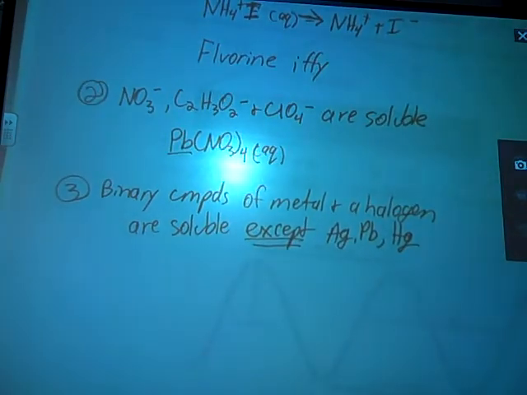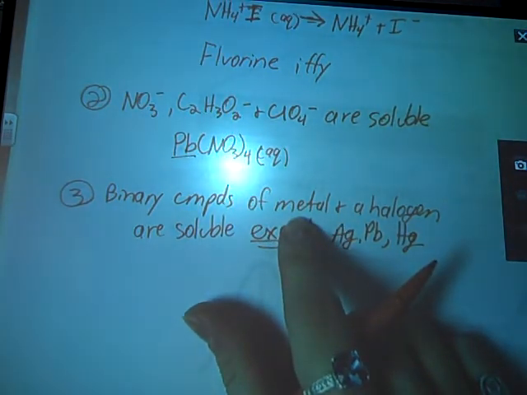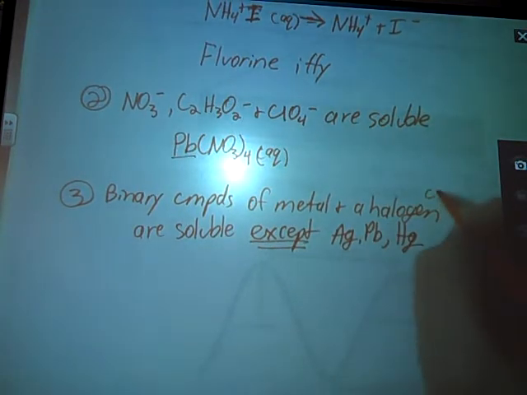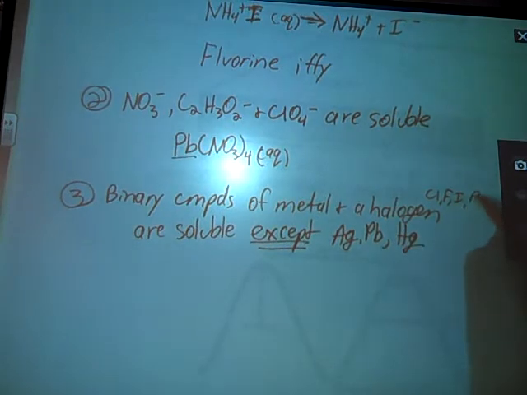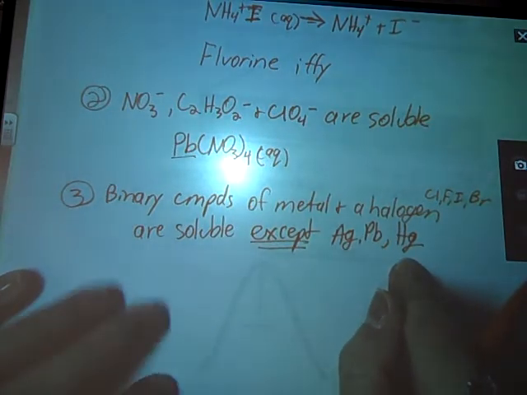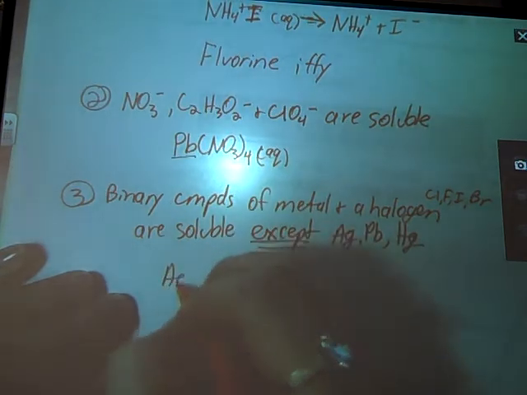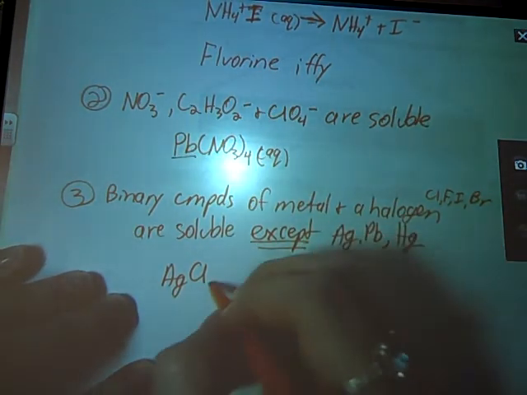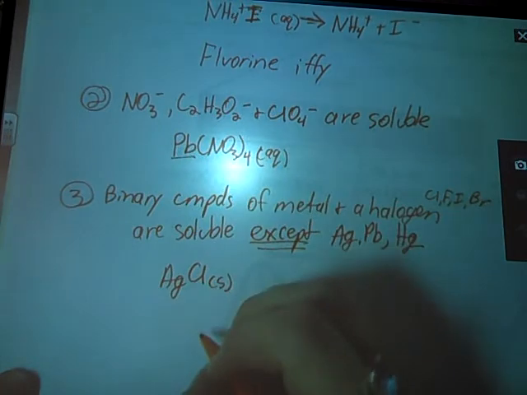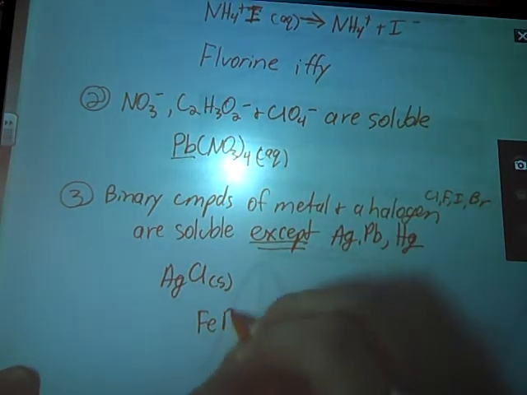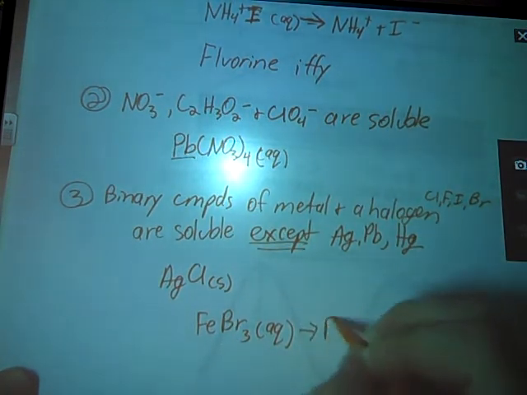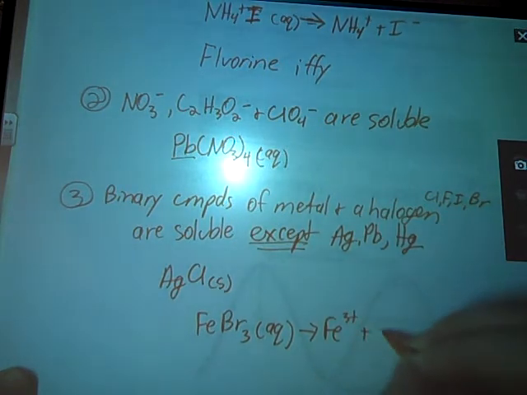But binary compounds, so anything made of 2 things, composed of a metal, so anything to the left of the zigzaggy line on the periodic table, and a halogen, so this would be group 17, chlorine, fluorine, iodine, bromine, any of those guys. This is soluble unless that metal happens to be silver, mercury, or lead. So, silver chloride, one of my exceptions. This stays solid. It is insoluble. You do not break it into ions. Something like iron bromide. This is a metal. This is a halogen. We're good to go. So it will, in fact, break into its ions.